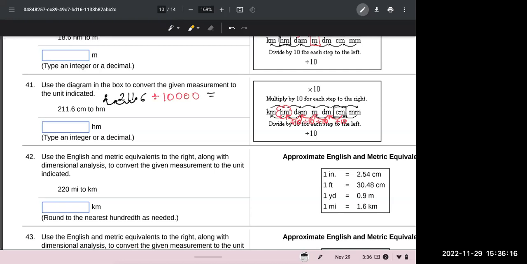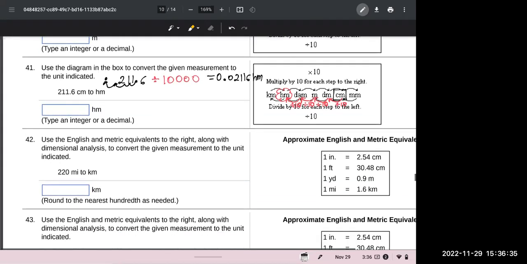So the solution will be 0.02116, or you can just enter that in a calculator. 211.6 divided by 10,000, you will get that solution. And of course, that's going to be hectometers.